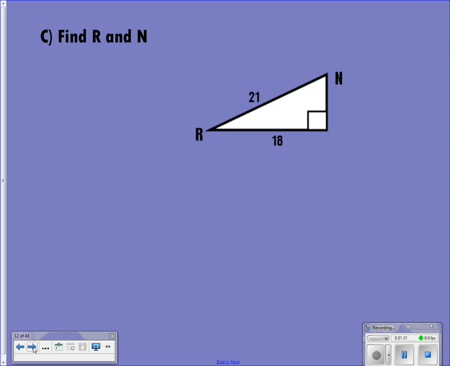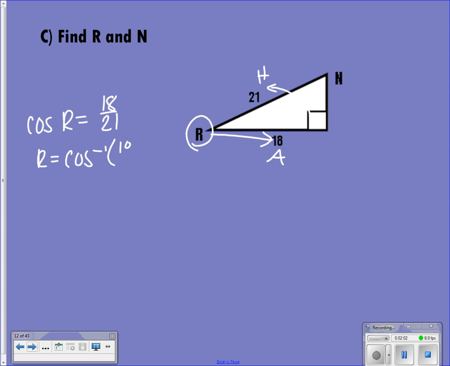Okay, example C says find angle R and N. It really doesn't matter, so I'll just pick R, no big deal here, and I'm given 18 and 21. So 18 in regards to this angle is my adjacent side. The 21 is across from the right angle, which makes that my hypotenuse, so A and H is cosine. So I can say cosine of R equals 18 over 21. Well, R is my angle, so to get it by itself, I'm going to take the cosine inverse of 18 over 21. You don't need to divide that out at all.